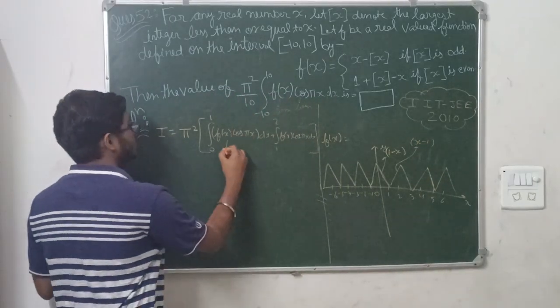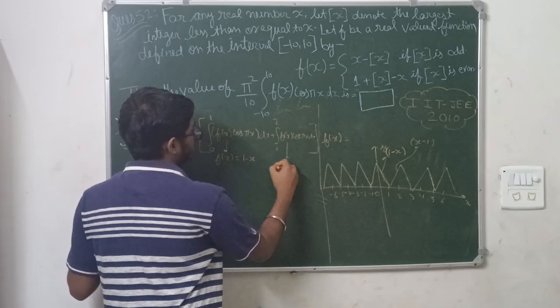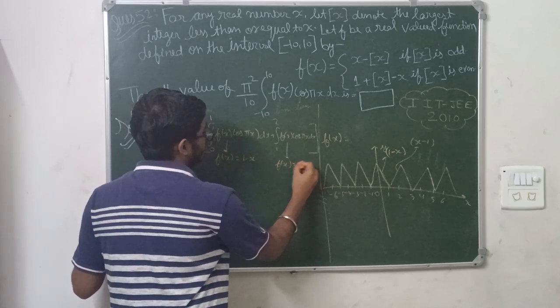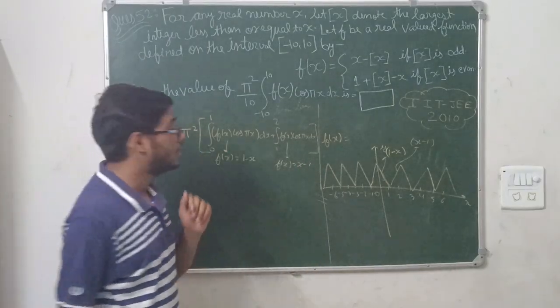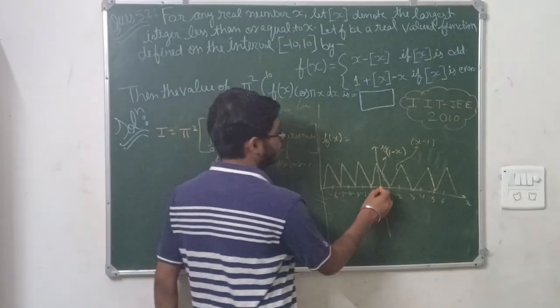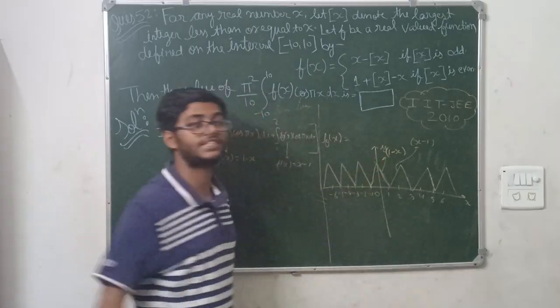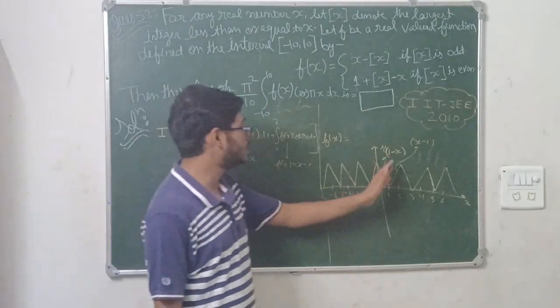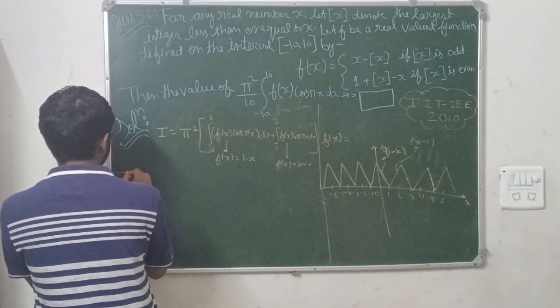Meaning for this, f(x) is what? f(x) is 1 minus x, and for this, f(x) is what? x minus 1. That's it. Just solve the integration and get your answer. The use of the graph was to find the function f(x). So in the 0 to 1 interval, the graph is a straight line 1 minus x with a negative slope, and the other one has a positive slope, x minus 1. Okay, just solve the integration, you will get your answer.